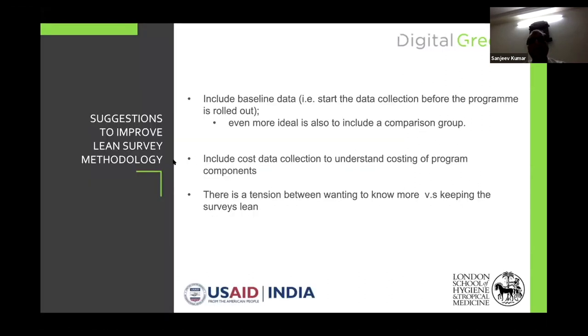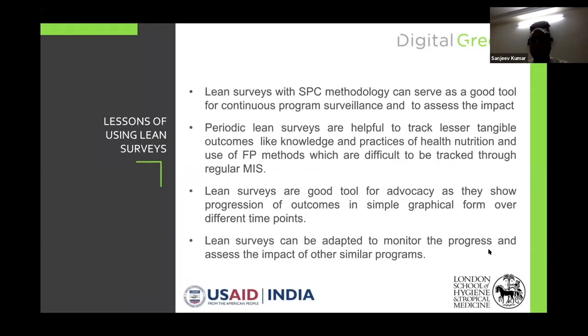These lean surveys can be more useful if we collect baseline data with a control or a comparison group. If we collect cost data, we can also come to know the costing of program components. And another very important thing is that we should have a balance between the lean survey objectives and the expectations that we have from the lean survey. So it is important that we keep the lean survey lean. Thanks. Next slide, please.